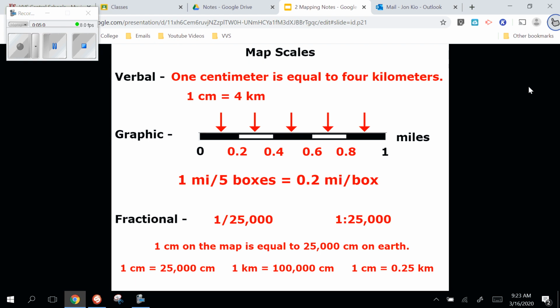Right? I'm trying to do it in centimeters. So if I knew that the distance that I was looking for on the map was 2 centimeters, then I know the actual distance is a half a kilometer, 0.5 kilometers. Right?